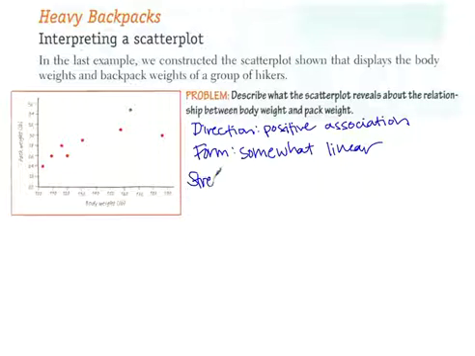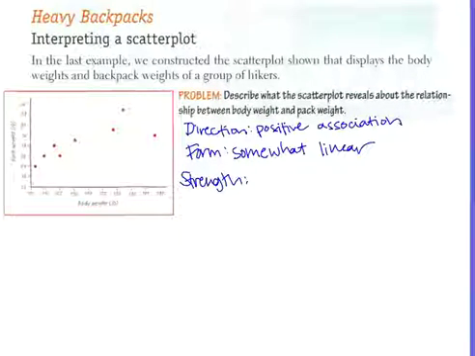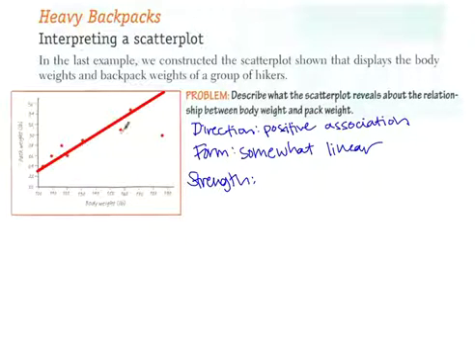And then we'll talk about the strength. Since the points vary somewhat from the linear pattern, the relationship is only moderately strong. So again, if I were to draw in a straight line, how close are those points to the line? Some of them are a little further away. This one is definitely far away. So for the strength, we would say that it's moderately strong. To be extremely strong, they would all basically be in a perfect line.